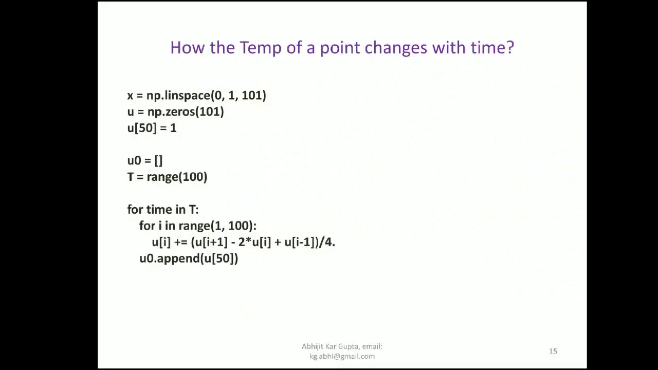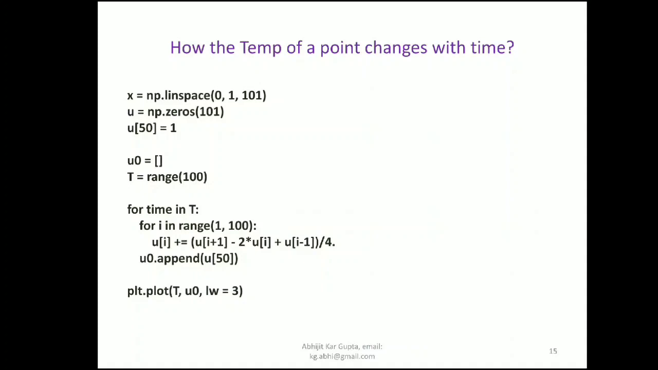And now after the space loop is over, you can append the value. You can record this value with u0.append, inside that u[50], that means for the 50th index point, you are recording this temperature value. So if you do that simple manipulation, you want to plot t versus u0, where t is your time range, time scale, and u0 records the temperature of the middle point for all the times.